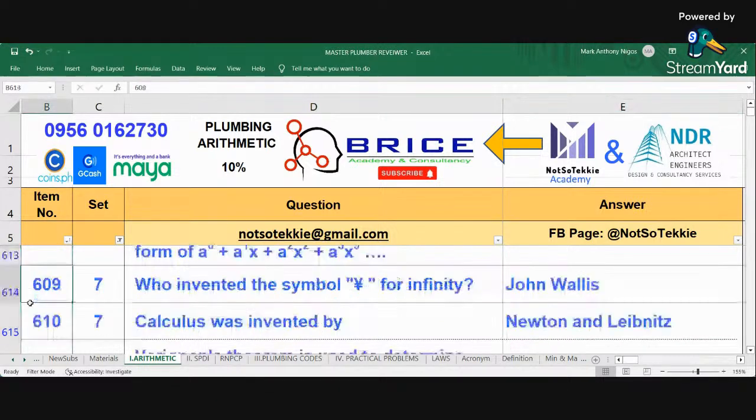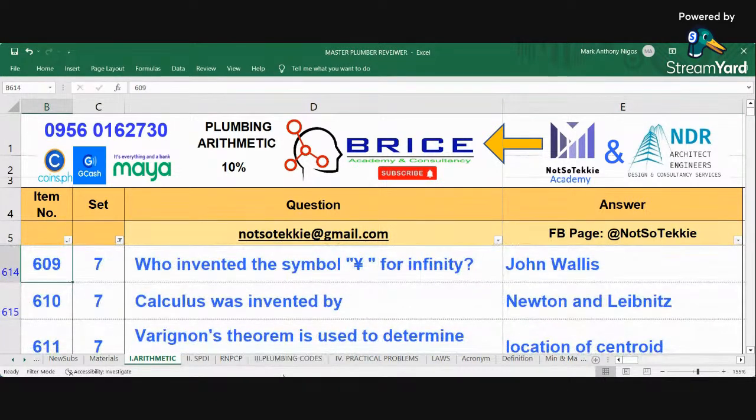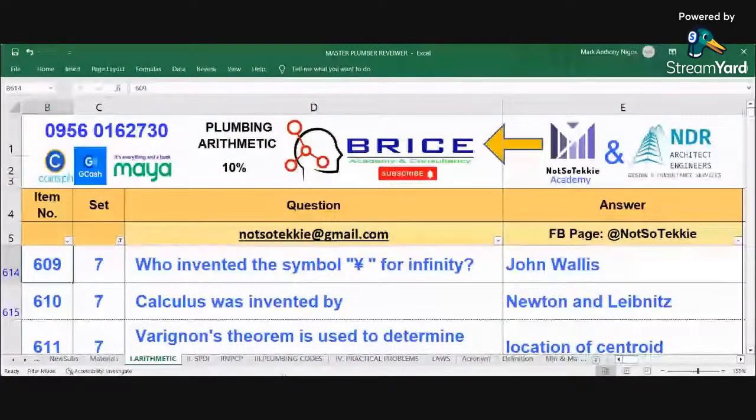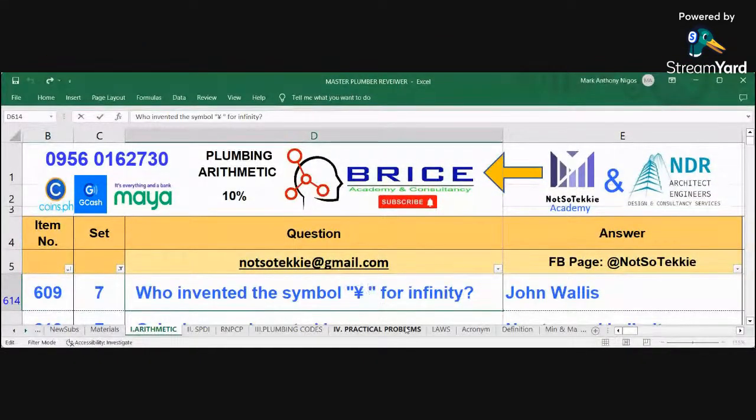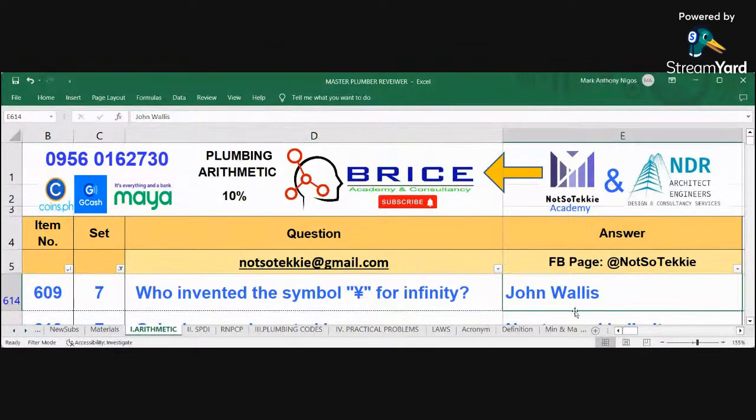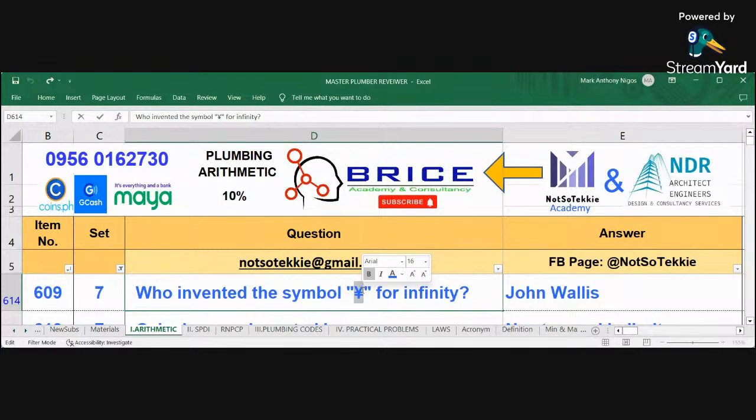609. Who invented the symbol, ba't tawag symbol na ito, for infinity? The answer is John Wallis. Yan, yung y na equal sa baba. Ibang symbol. Yun. Sinag-invent is John Wallis.